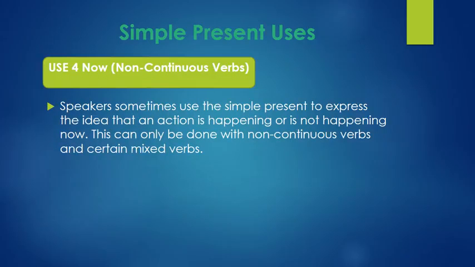Then let's go to the fourth usage of the present simple tense, which is now and non-continuous verbs. Speakers sometimes use the simple present to express the idea that an action is happening or is not happening now. This can only be done with non-continuous verbs and certain mixed verbs. Let's take an example for this.